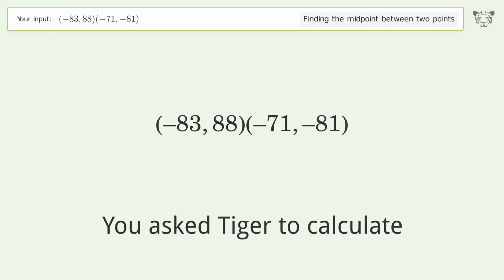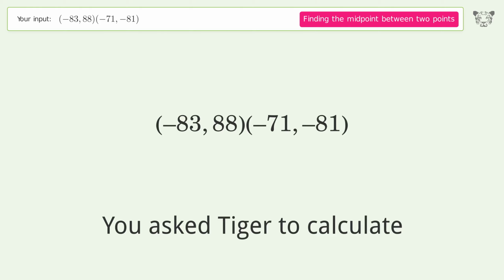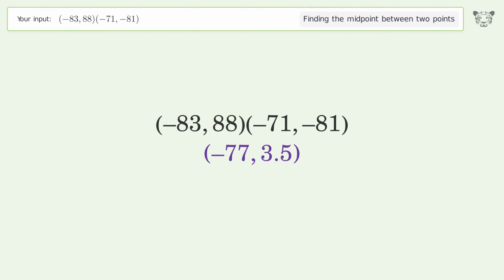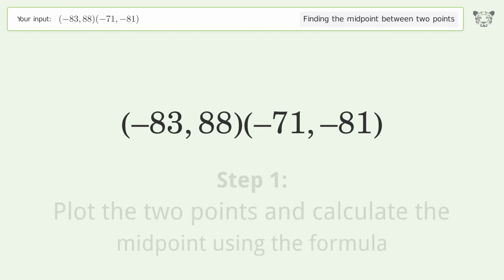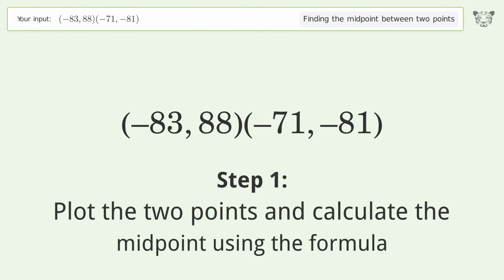You ask Tiger to calculate. This deals with finding the midpoint between 2 points. The midpoint between the 2 points is -77, 3.5. Let's solve it step by step. Plot the 2 points and calculate the midpoint using the formula.